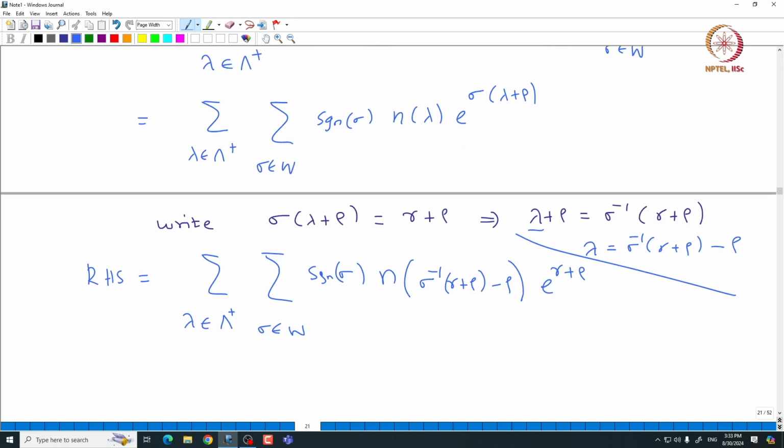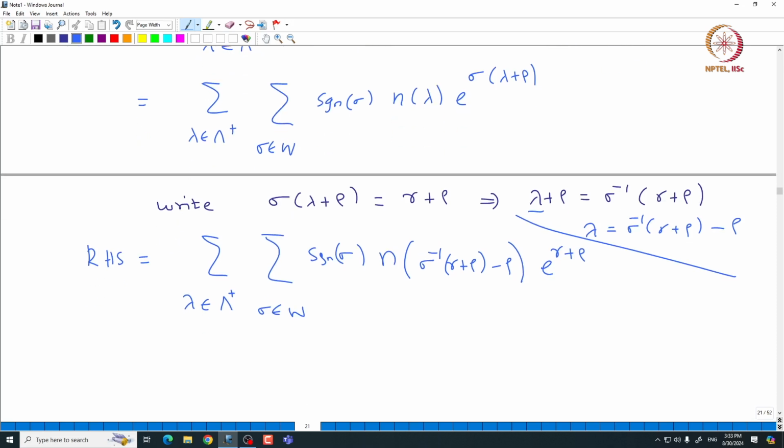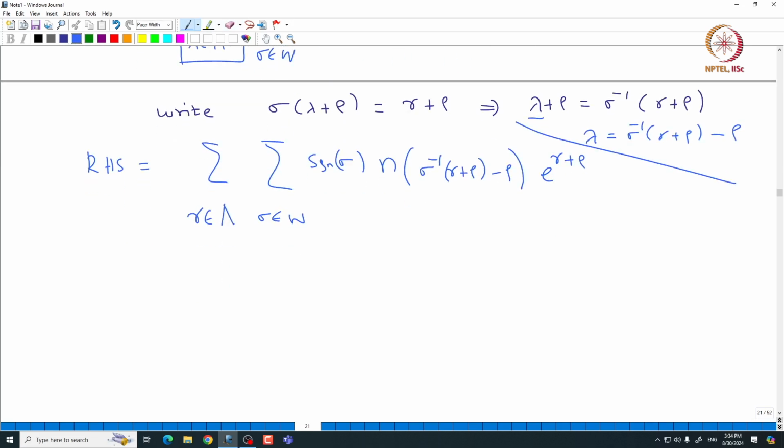Now we have to see where this gamma is running. Here the lambda is indeed running over capital Lambda plus, and since lambda plus rho will be just dominant somewhere, but we are using this Weyl group action, we will be able to reach all elements in the weight lattice. So, that means this part indeed becomes gamma in capital Lambda. Okay, so this is what the right hand side looks like.